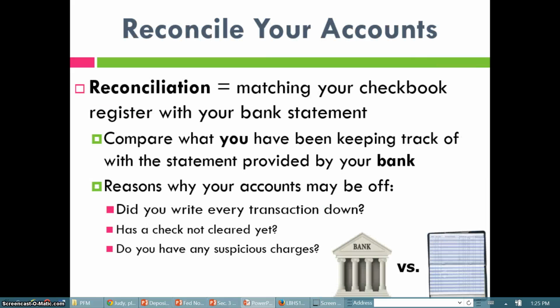Once a month, you're going to want to reconcile your checking account, and that means matching your checkbook register to your bank statement. You want to compare what you've been keeping track of with the statement provided by your bank. The reasons we do this: did you write every transaction down, to make sure what's in your account is accurate? Has a check not yet cleared? And do you have any suspicious charges added to your account?